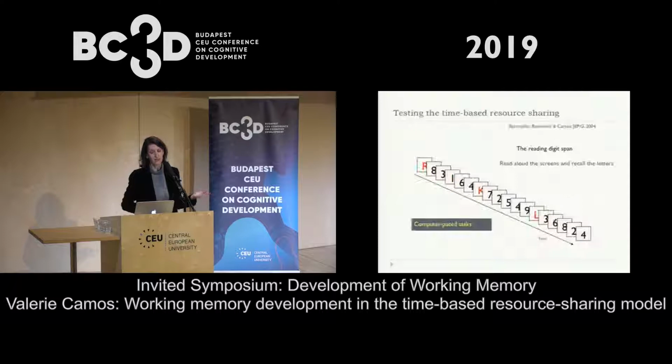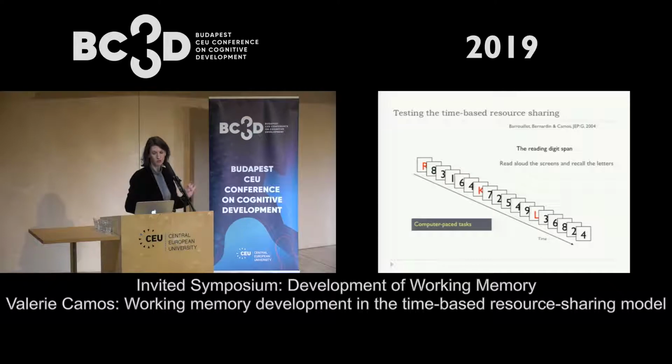We tested this in tons of experiments, but I'm going to just present the simplest task to test this. It's the reading digit span. In this task, it's an adult task, but we're going to talk about children soon. On the screen, you see letters and digits. You have to remember the letters in order, and you just read the digits. That's all. That's the distracting task.